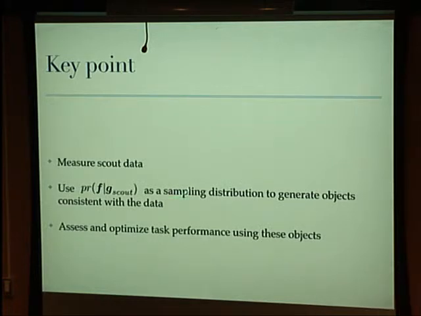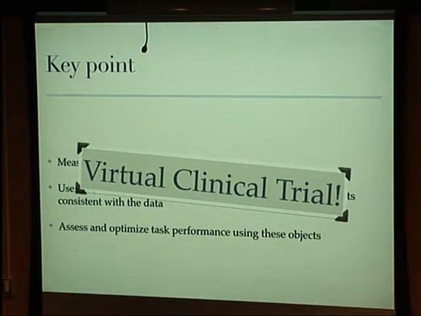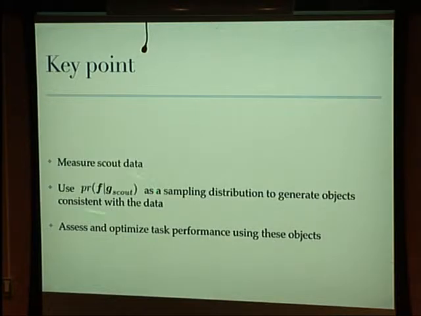So, back to these key points. We're going to measure scout data. We're going to use this posterior distribution as a sampling distribution to generate objects that are consistent with the data. And we're going to assess and optimize task performance using these objects. This is akin to something people in medical imaging are talking quite a bit about, called a virtual clinical trial. Basically, we're going to sample objects, sample patients that are consistent with the scout data, image them in simulation, assess their performance, and use those results to modify the system based on this scout data.